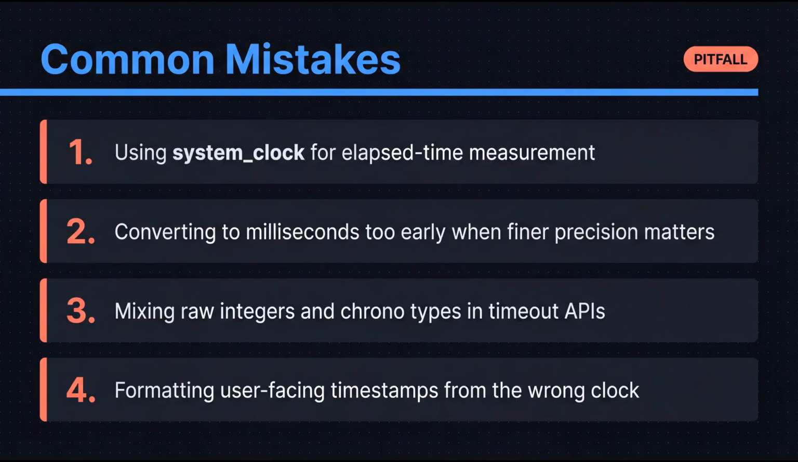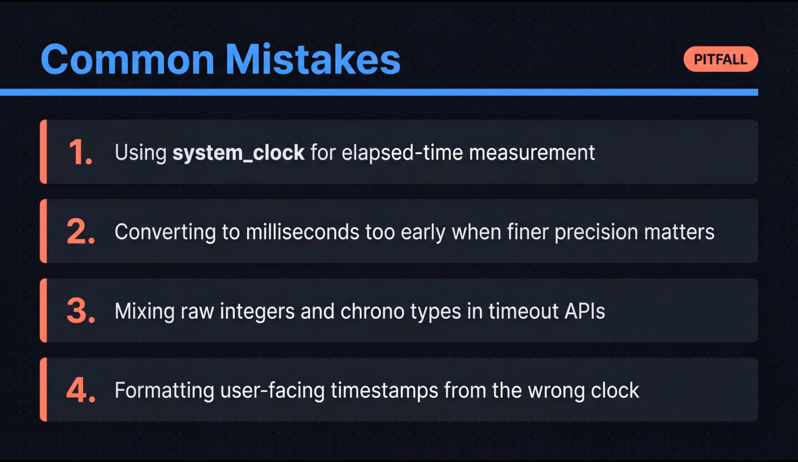4 common mistakes with chrono and formatting. First, using system clock for elapsed time measurement. System clock can jump forward or backward when the system time is adjusted. Your benchmark suddenly shows negative time. Use steady clock for timing.